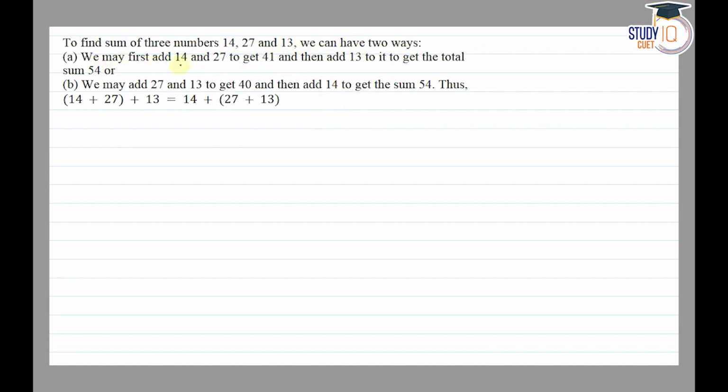We may first add 14 and 27 to get 41 and then add 13 to it to get the total sum 54, or we may add 27 and 13 to get 40 and then add 14 to get the sum 54. Thus (14 + 27) + 13 is equal to 14 + (27 + 13).